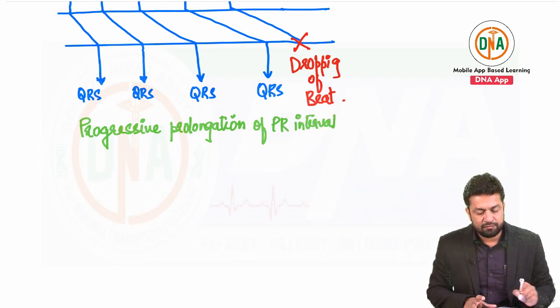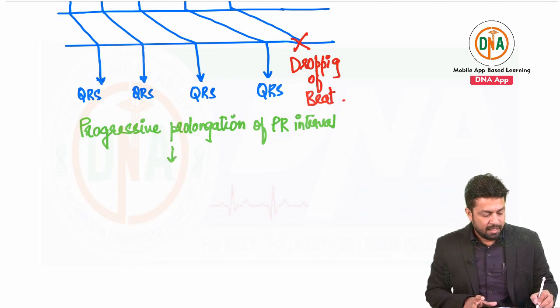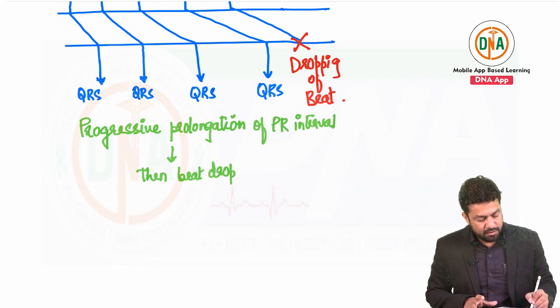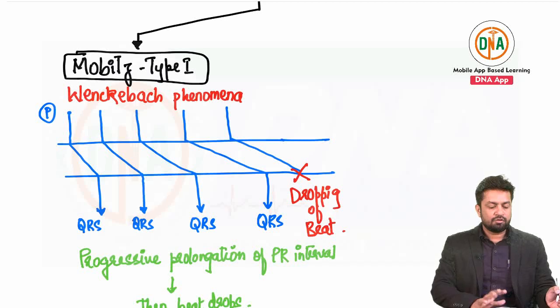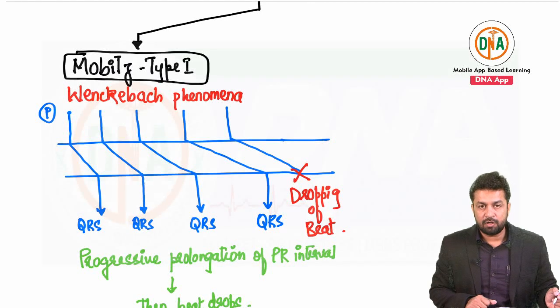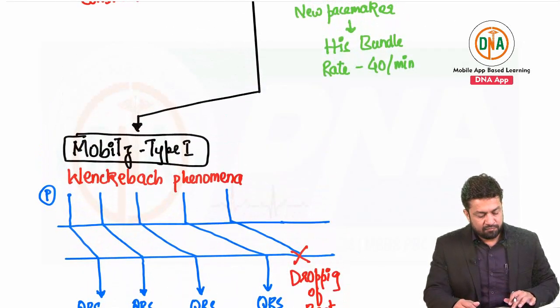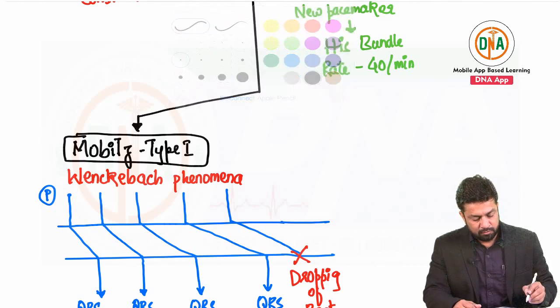Progressive prolongation of the PR interval, and then a beat drops. This is what is called the Wenckebach phenomenon. This is Mobitz type 1 second degree heart block.